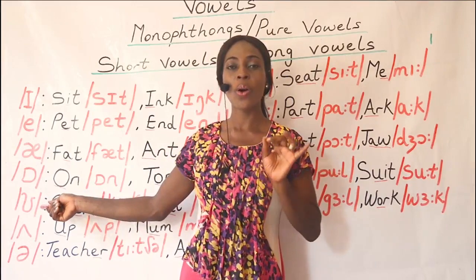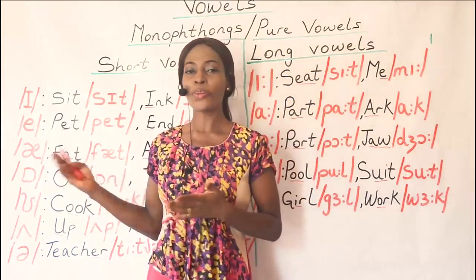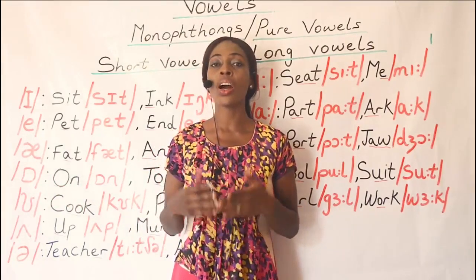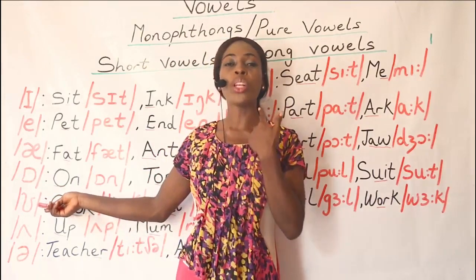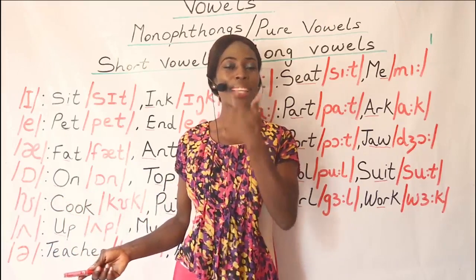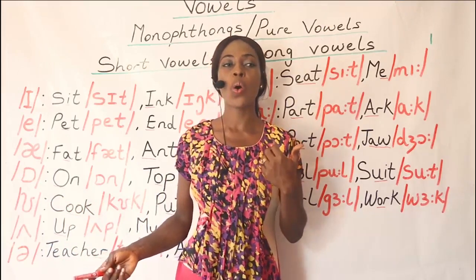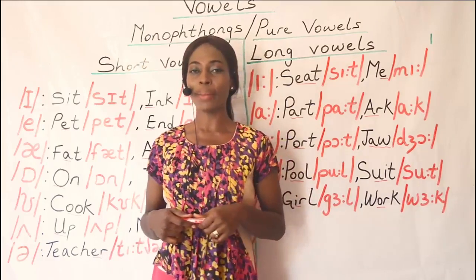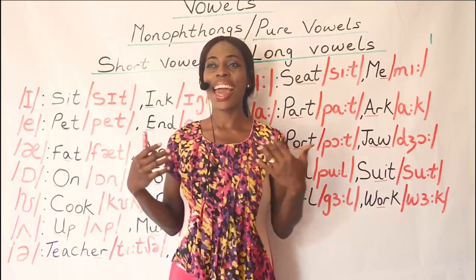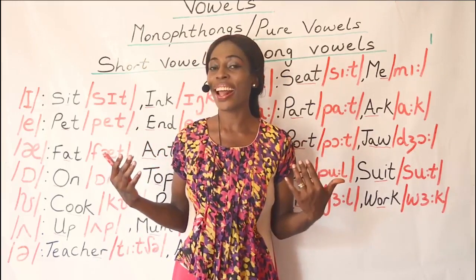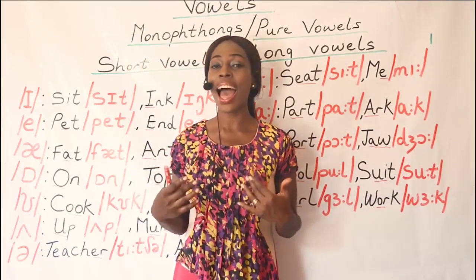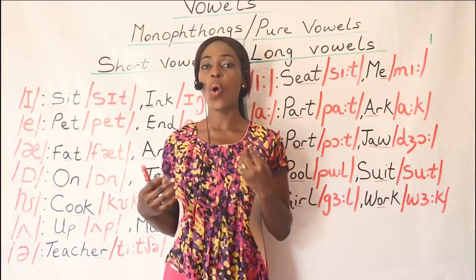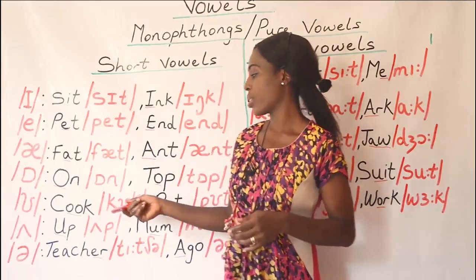The fifth short monophthong, the fifth short vowel sound we have is o. Now, most people pronounce this sound as oo. But this sound is not oo, it is o. When you're producing the sound, your lips are rounded. You can see the shape of my lips. So it is not spread like ee, neither is it neutral like ah or uh. It is rounded. O. And we have it in these words.